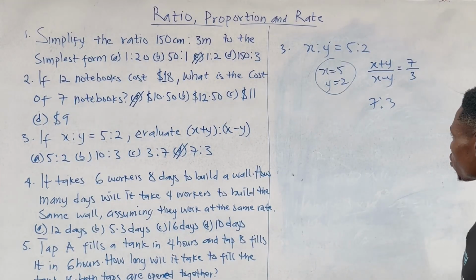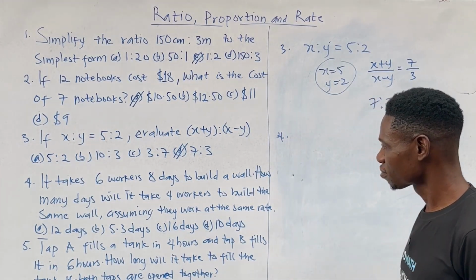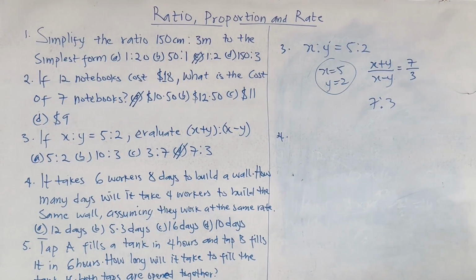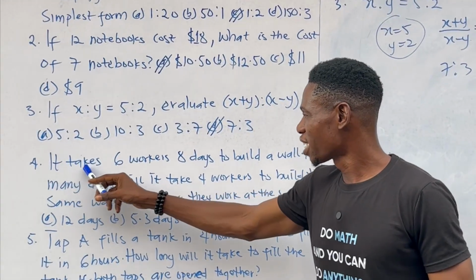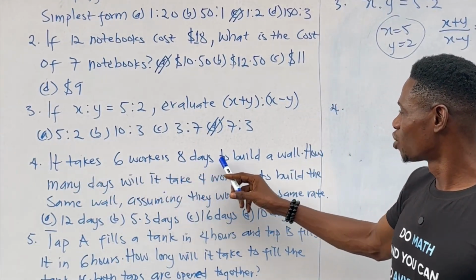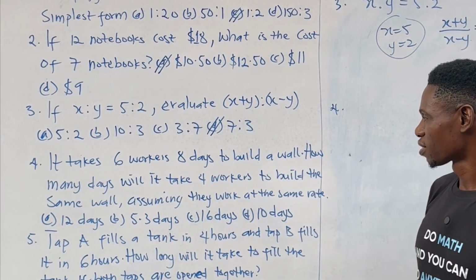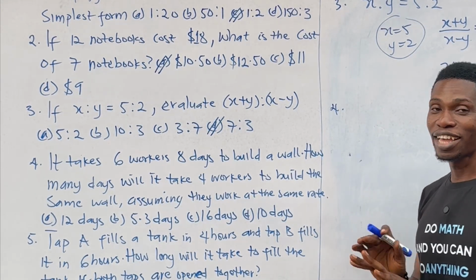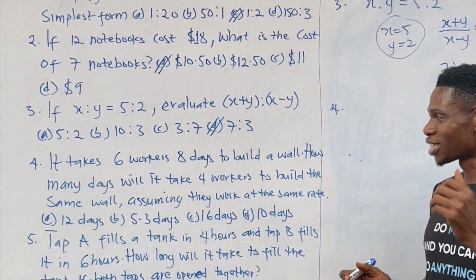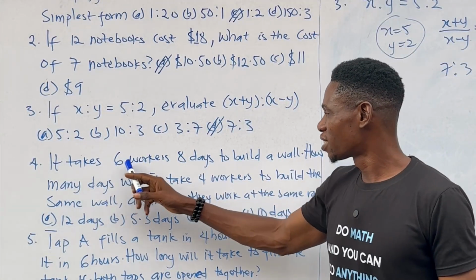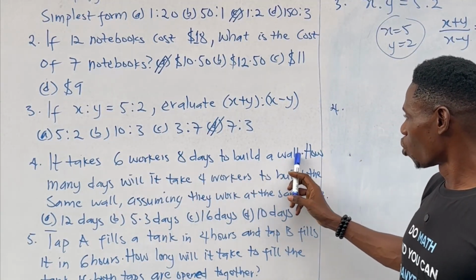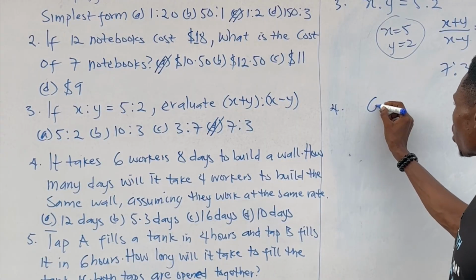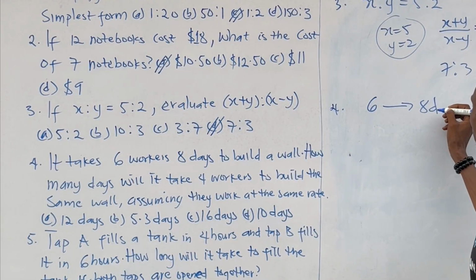Okay, let's look at number 4. Number 4 says it takes 6 workers 8 days to build a wall. Now don't forget that when you're talking about workers and days, that's inverse proportion. I think I stressed that already. So it takes 6 workers 8 days to build a wall. So 6 workers, 8 days.